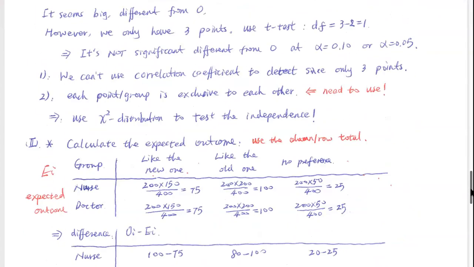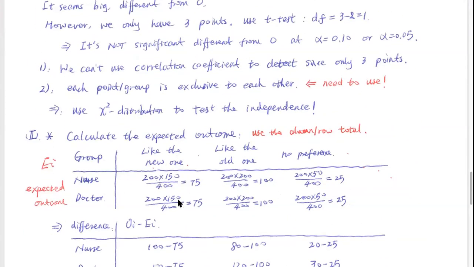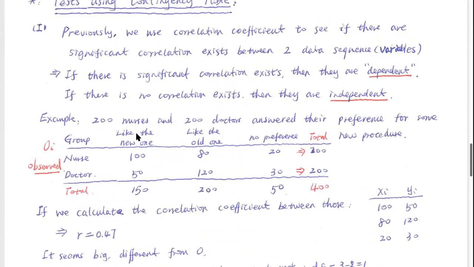So how do we calculate, for example, E1? This position here, corresponding to O1. Everybody, how do we calculate this position here? It's the first row, first column. We know O1 is 100. How do we calculate E1?